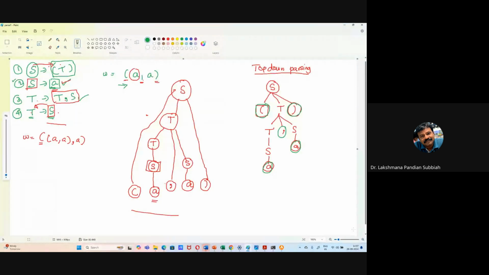Okay. So that one is bottom up parsing, and this is top down parsing. So we now have two types of technique: bottom up parsing and top down parsing. Now we'll go to the types of parser. Are there any other doubts here?